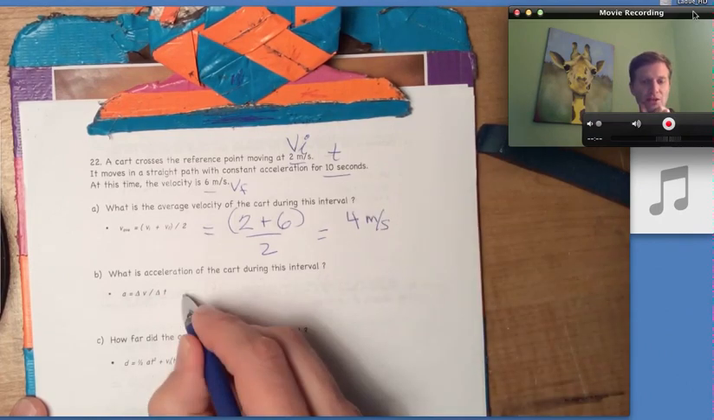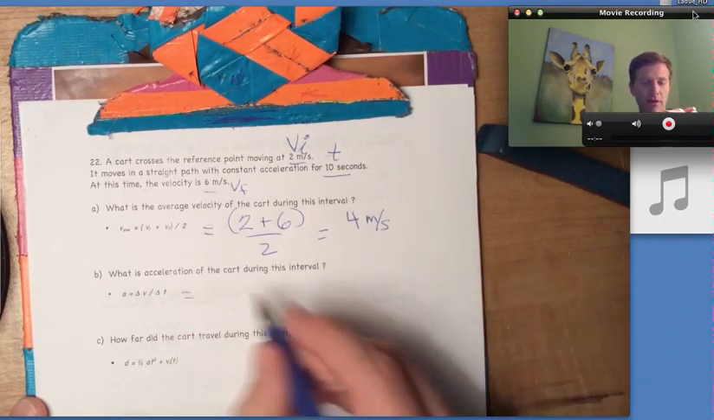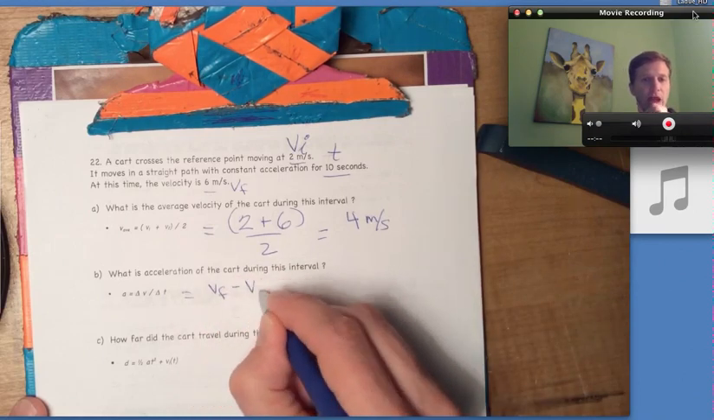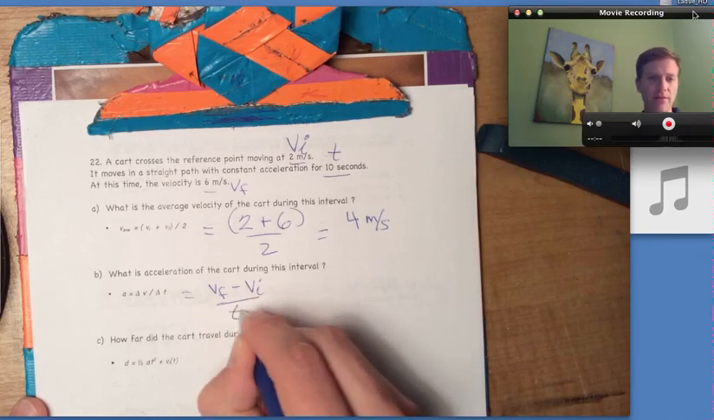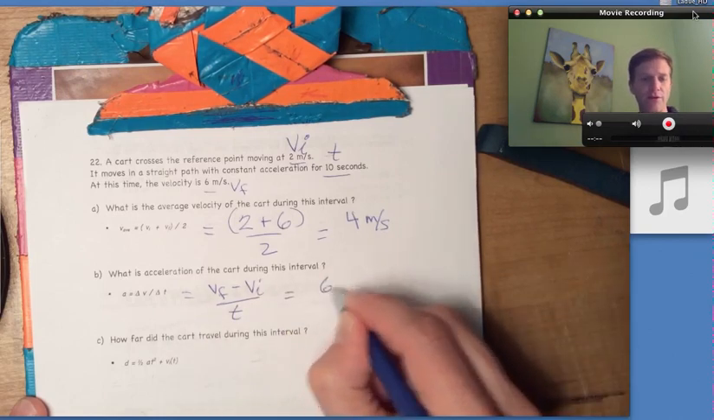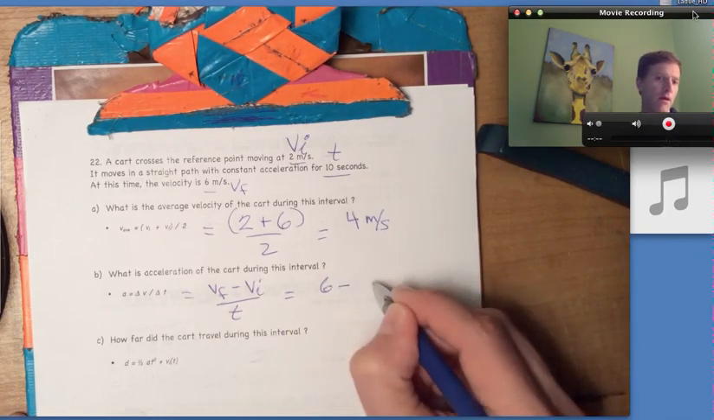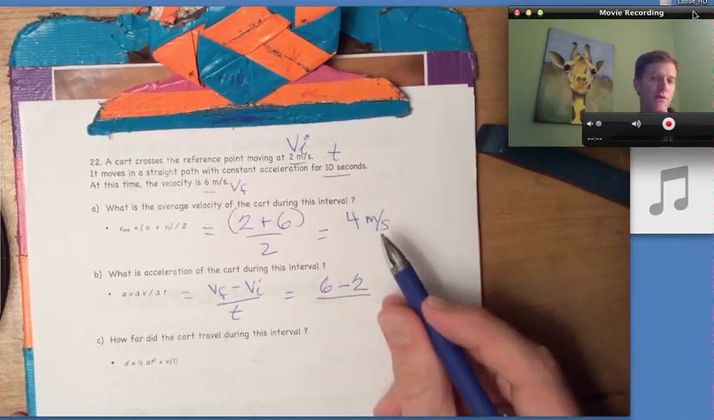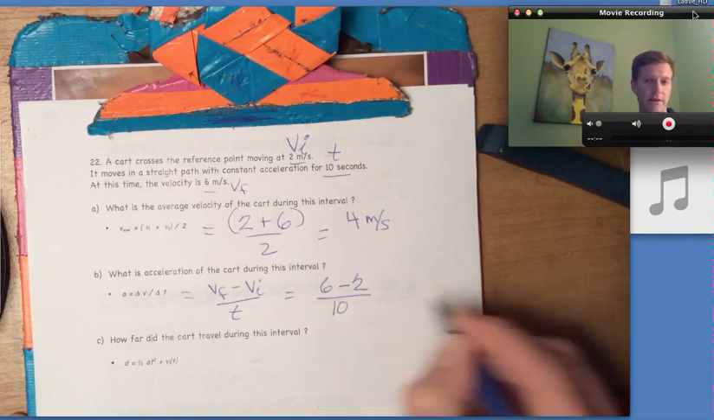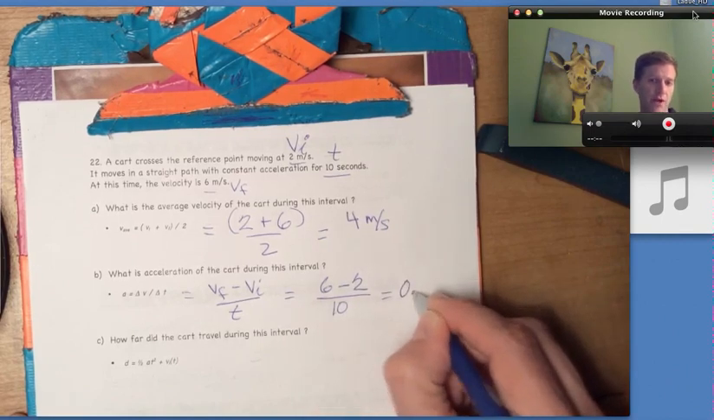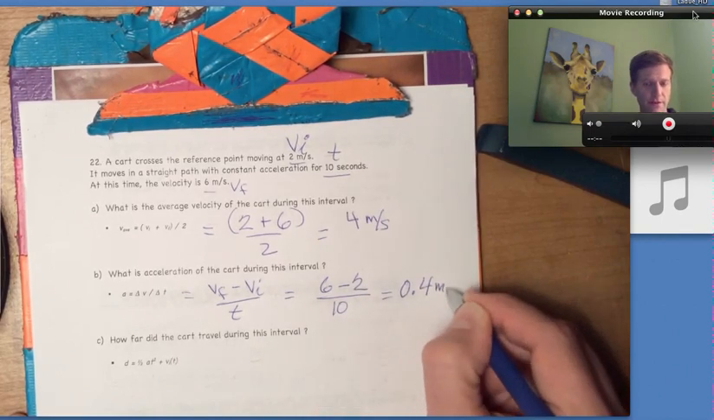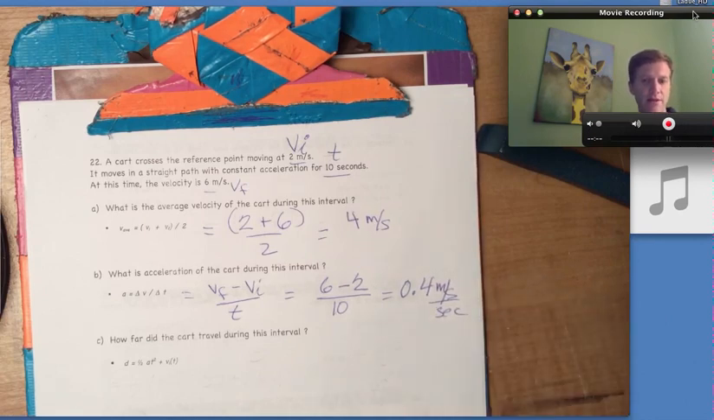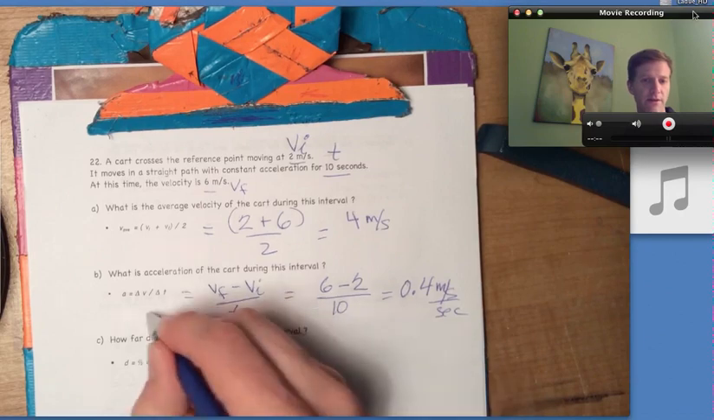So I got my initial velocity, it's 2 when it's crossing the tape, crank it up to 6. That took 10 seconds. With constant acceleration, you can average them out. So the average of 2 and 6 is 4. Now how much does it change? Well, it goes from 2 to 6, and that took 10 seconds. So that's your change. Is that 4/10? 4/10 is your change in velocity every second. That's your acceleration.